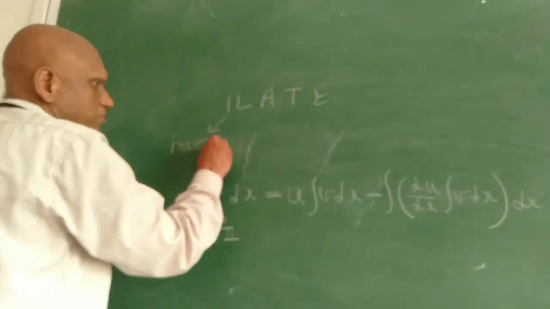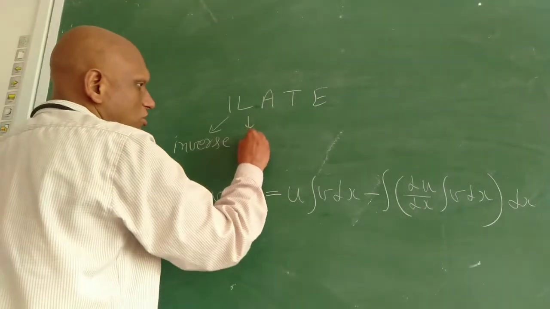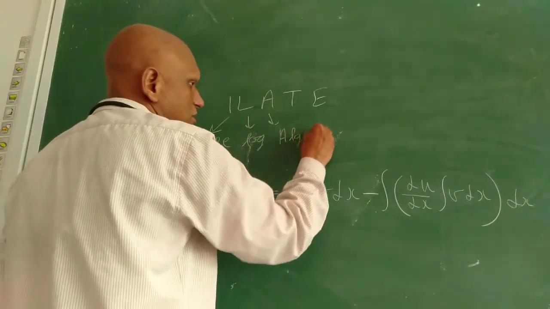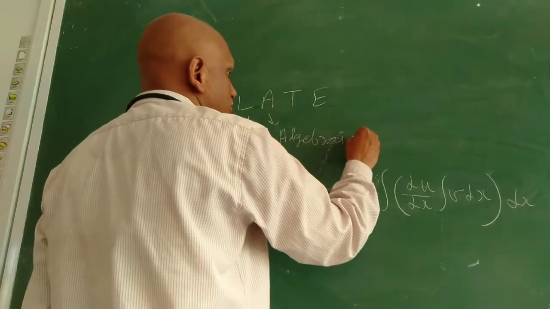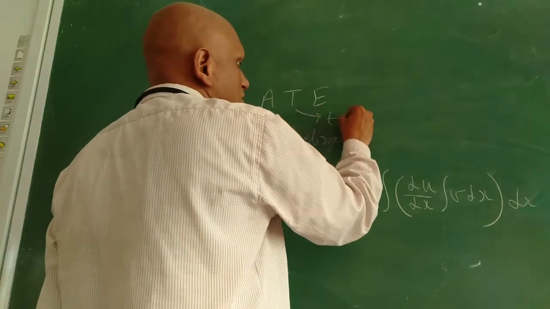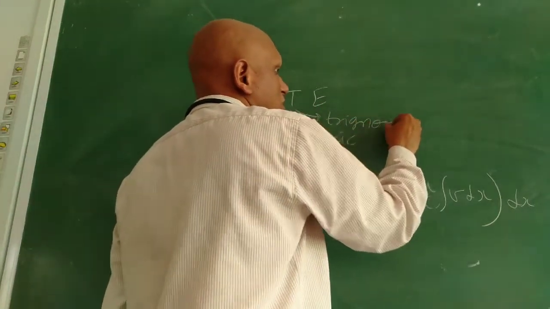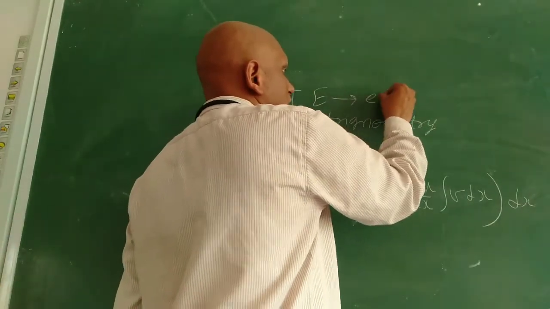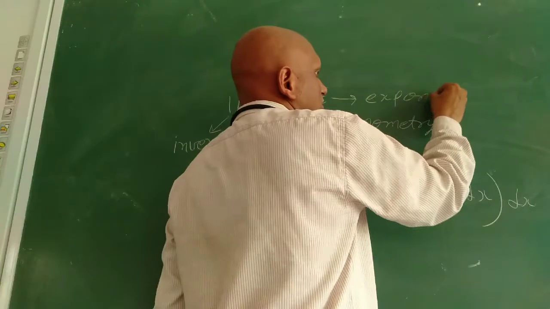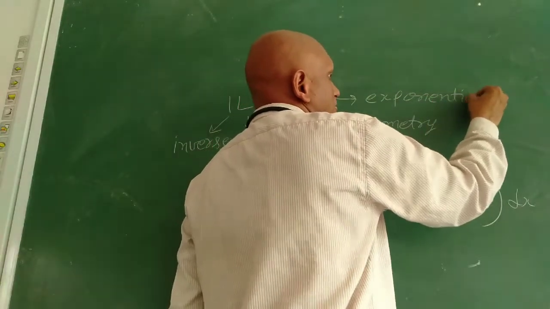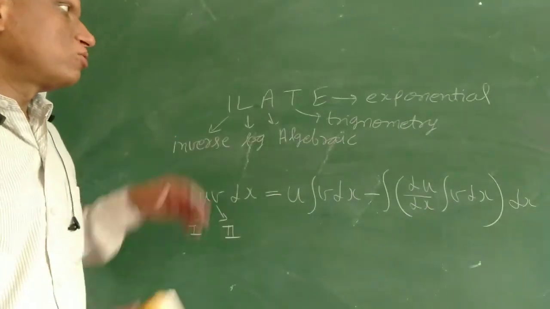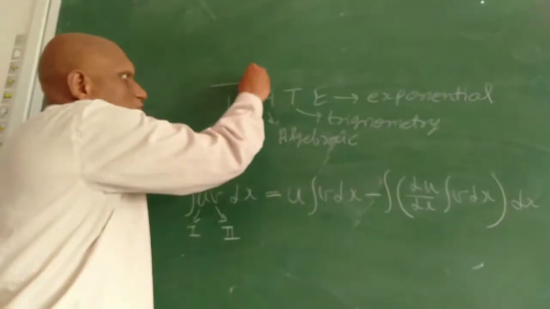I for inverse, L for log, A for algebraic, T for trigonometry and E for exponential. Right? And we have to follow the rule from left to right.